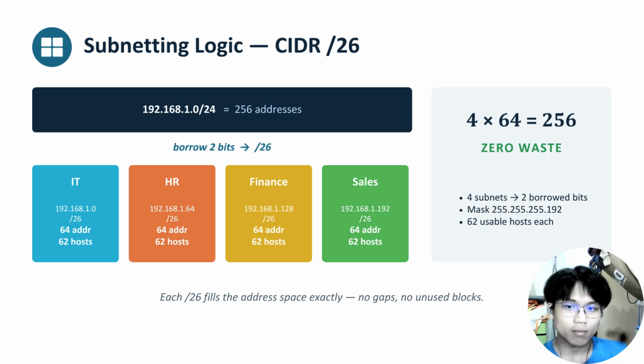After removing the network and broadcast addresses, that leaves 62 usable hosts per department, which, since each department currently has only 2 PCs, gives us plenty of spare addresses for future devices, while keeping all 4 subnets a consistent size. A /26 subnet mask is the most efficient choice for our design because 4 subnets times 64 addresses equals 256 addresses, fully utilizing the original address space without leaving any unused subnet blocks. Now, let's take a look at how addresses were allocated to each department.